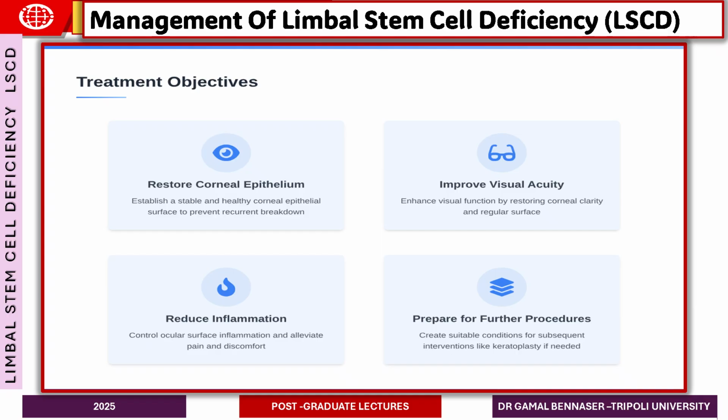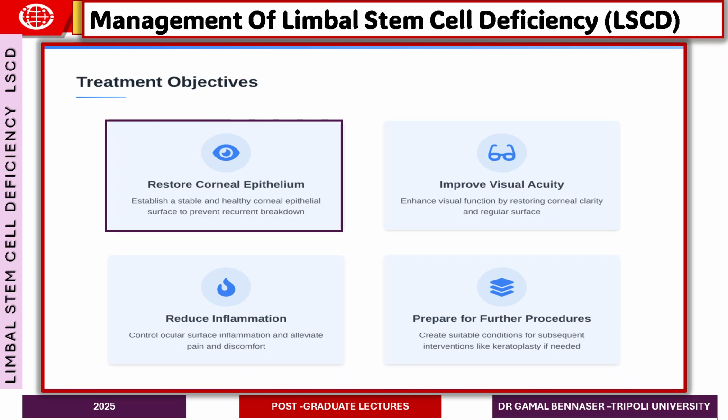Of course, among these targets, one of them is to restore the corneal epithelium. This is very important because by restoring the healthy corneal epithelium, we can guarantee the success of our management, either by improving the residual limbal stem cells that are available, or by enhancing the success of the limbal stem cell transplant that we are planning to do.